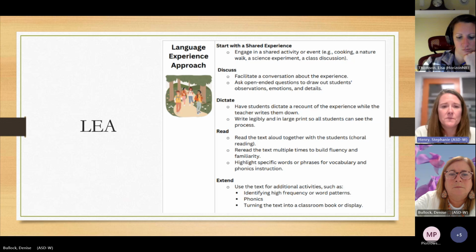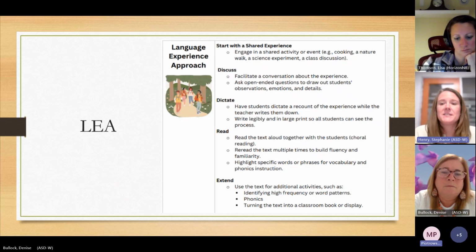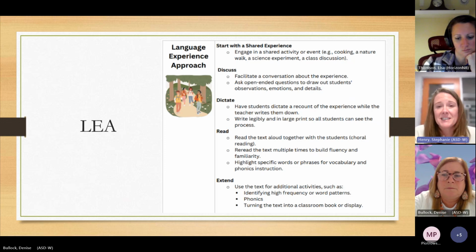So language experience approach essentially begins with any shared experience that you can have with your students or have had with your students. And that can literally be anything. It could be a fun activity where you are cooking or going for a nature walk or doing an experiment. It could be watching a video or looking at a picture and just talking about something. So you have some sort of a shared experience where everyone in the room has this common event that they are familiar with.